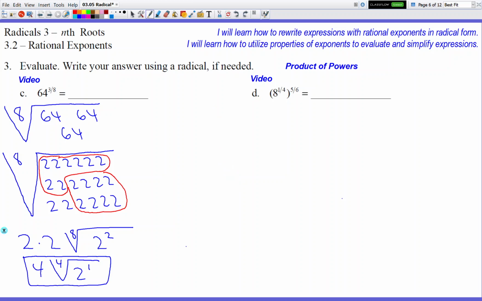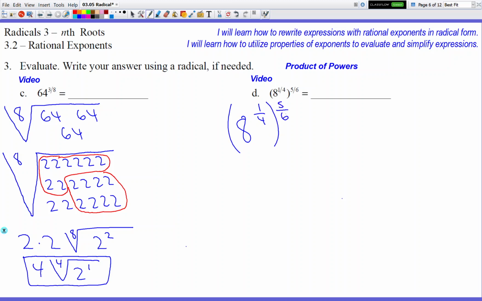All right, so let's look at letter D. Letter D gives you a hint. It says use what is called product of powers. It's much easier to write this problem vertically. So I'm going to write 8 to the 1/4 power in the parentheses, and this whole entire parentheses is going to be to the 5/6 power.